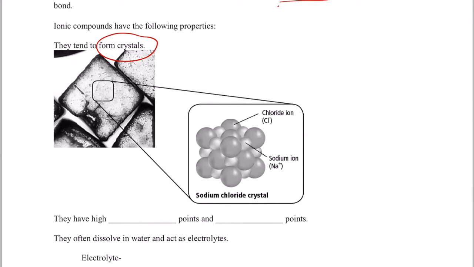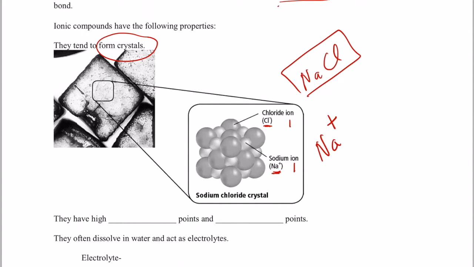You'll also notice that they don't form molecules. If we were to look at a sodium chloride crystal, we don't see individual molecules of NaCl. Instead, we see a whole bunch of sodium ions and a whole bunch of chloride ions present in a 1-to-1 ratio. The reason it's a 1-to-1 ratio is because sodium atoms tend to lose one electron, forming a positive 1 charge, and chlorine atoms tend to gain one electron, forming a negative 1 charge. So we need one of each. If you look at this picture, for every 1 chloride ion, you would see 1 sodium ion, wouldn't you?